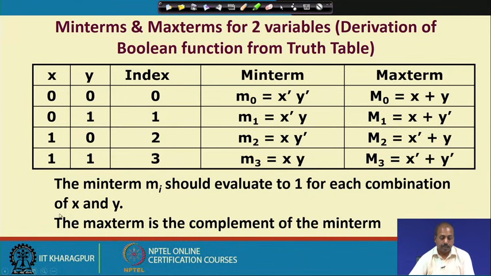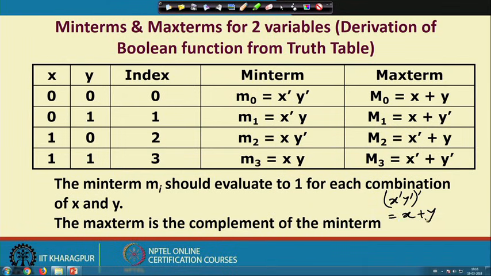So, all the min terms mi should evaluate to 1 for each combination of x and y, and the max term is the complement of the min term. So, this is the complement of this. Basically x bar y bar, if you take a complement, then by De Morgan's law it becomes equal to x plus y. So, max term is the complement of min term.